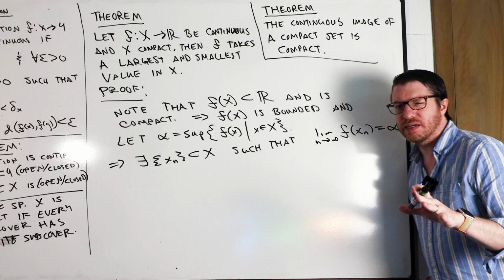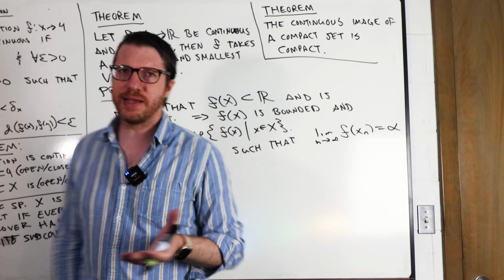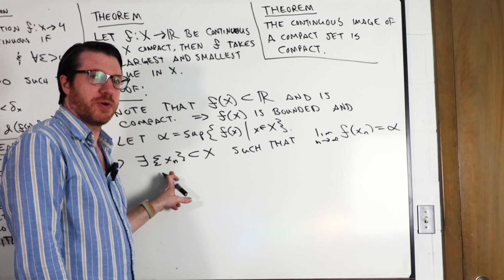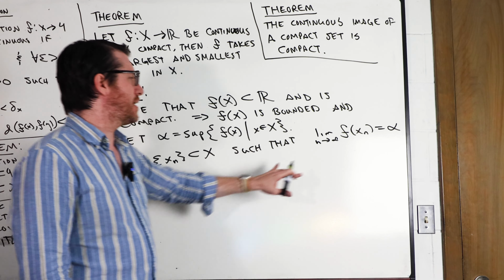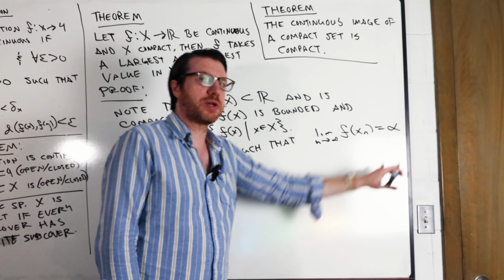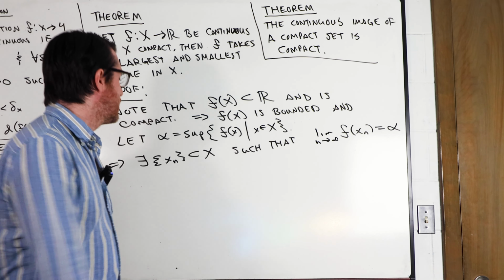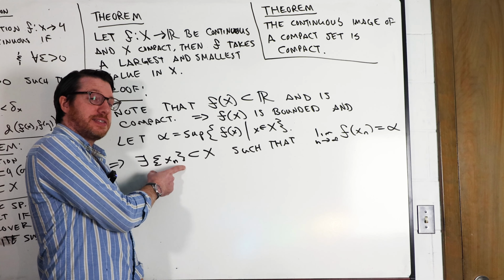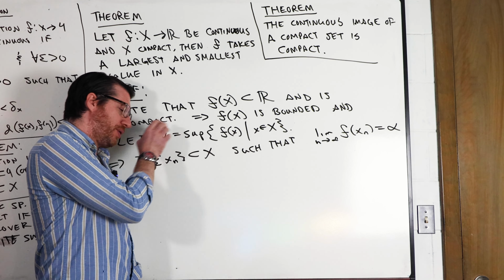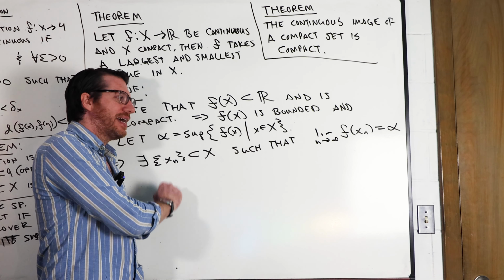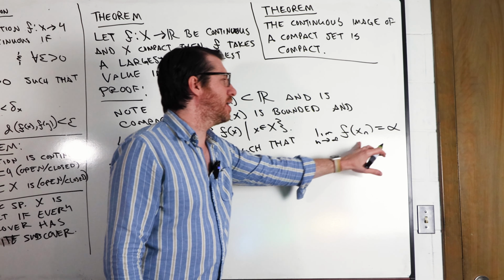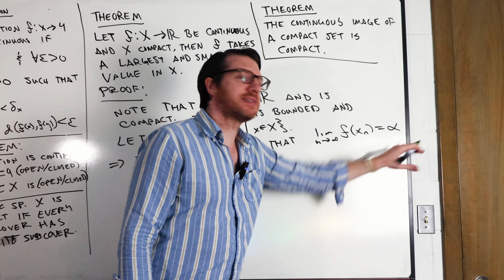Now, this is pretty close to what we want, but it's not quite. So what we have is a sequence in X. We don't know that the sequence actually converges to anything, but we know that the image of the sequence converges to alpha by our construction. So now the next thing to do is to extract a convergent sequence out of this sequence, which may or may not be convergent. And so we're going to have what we'll call a convergent subsequence, and that convergent subsequence will then end up converging, and then that'll give us a point that actually attains this alpha.